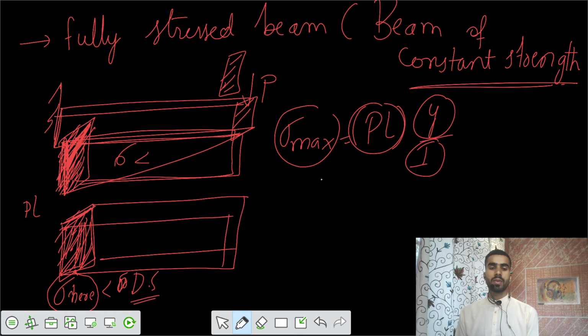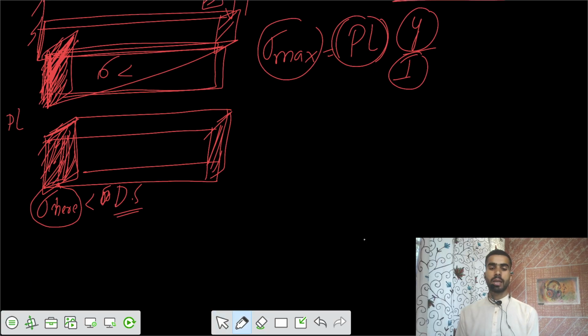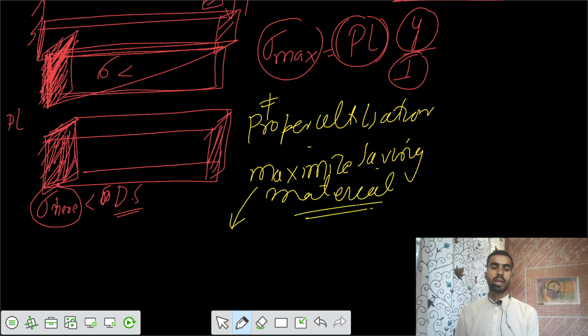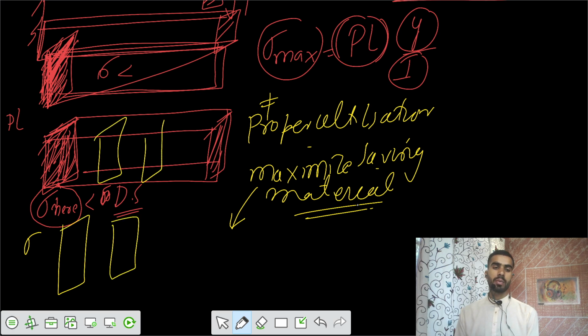Based on this, we said that it's not a proper utilization of material. Now we want to maximize the material savings. So we should make a beam such that every section of the beam has stresses less than or equal to the allowable stresses on that particular section.